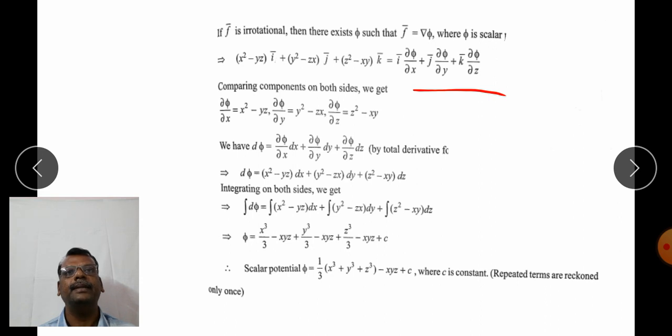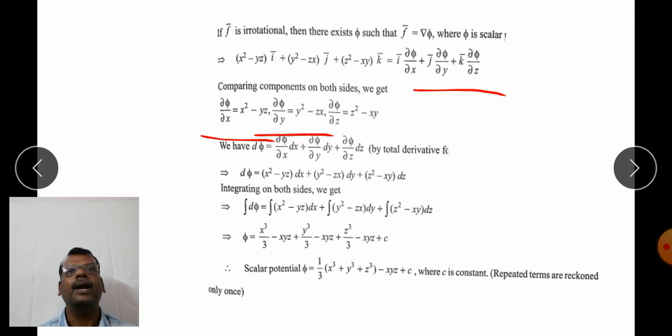By taking these two terms on the left hand side and right hand side, we equate the like term coefficients on both sides. That is, the coefficients of I, j, and k. Therefore, dou pi by dou x is equal to x square minus yz, dou pi by dou y is equal to y square minus zx, dou pi by dou z is equal to z square minus xy.